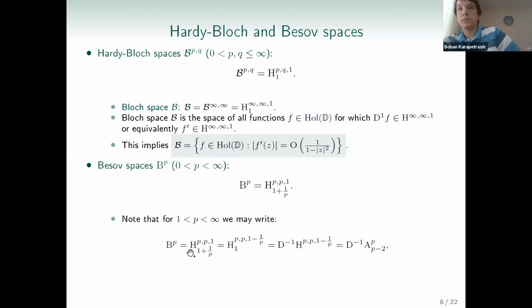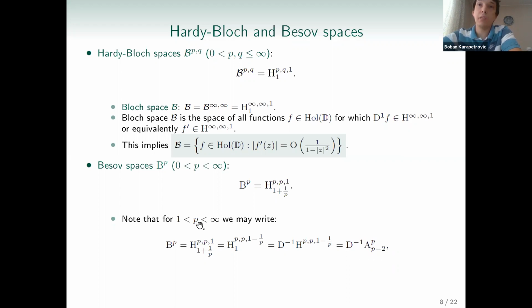So this is the Besov space, and nothing changes if we add the same number to these two parameters 1 and 1 plus 1 over p, and we can add a minus 1 over p. So we obtain this generalized mixed norm space, and also here 1 minus 1 over p is strictly positive, since p is greater than 1. So this is D to the minus 1 of this mixed norm space. But this mixed norm space, H^{p,p}_{1,1-1/p}, is actually a weighted Bergman space A with parameters p and p minus 2.